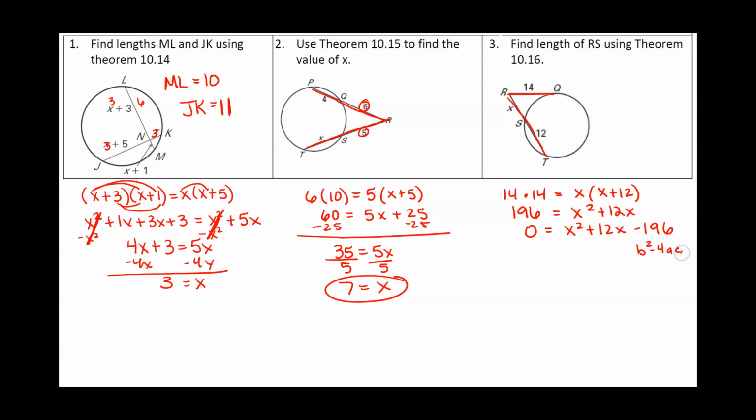So I reviewed that with you yesterday, and if we do b squared minus 4ac, we are going to get 928. But 928 is not a perfect square. Therefore, this will not factor. Therefore, I'm going to do the quadratic formula. So negative b plus or minus the square root of b squared minus 4ac, which we just figured out to be 928, divided by 2 times a.